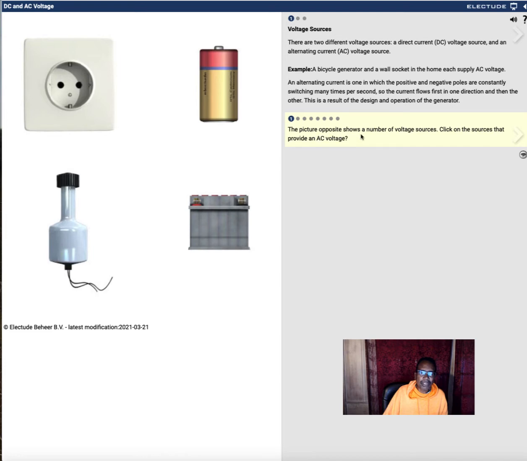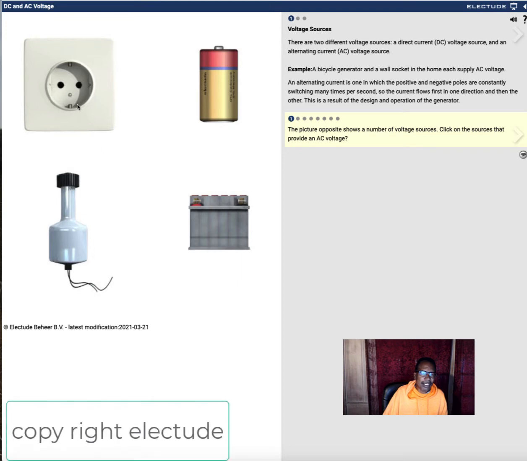Here, the picture opposite shows a number of voltage sources. Click on a source that provides an AC voltage. So basically, that's pretty simple. Obviously, this is a battery, that's not it. So we've got this one and this one.